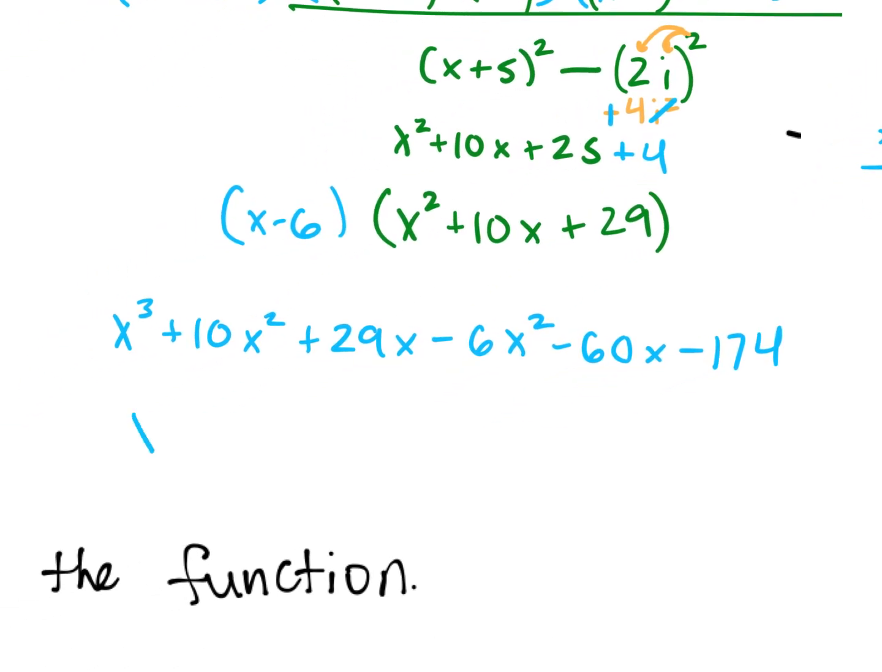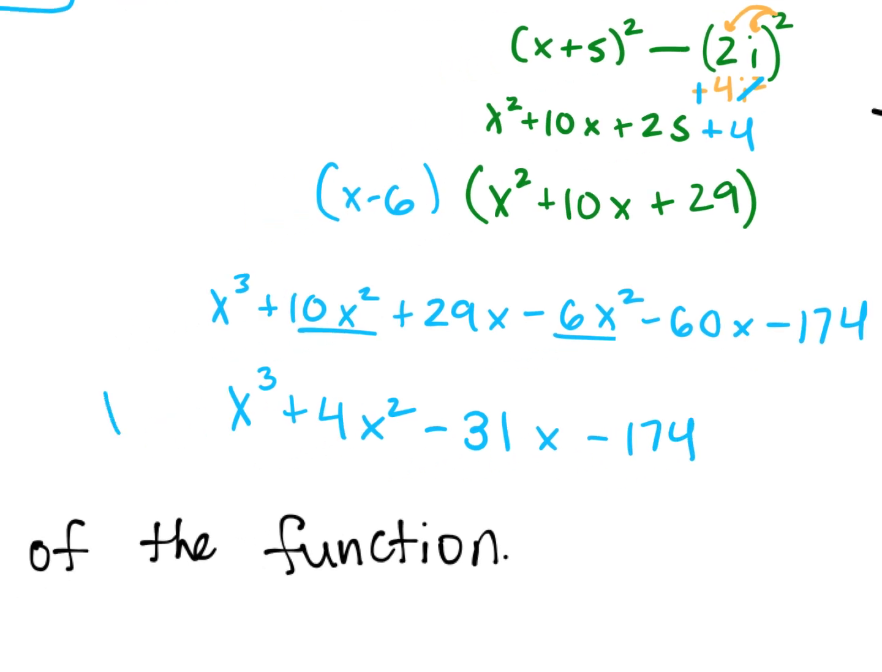Lastly, combine our like terms. We get x cubed plus 4x squared, then minus 31x minus 174. And then we just need to name it.